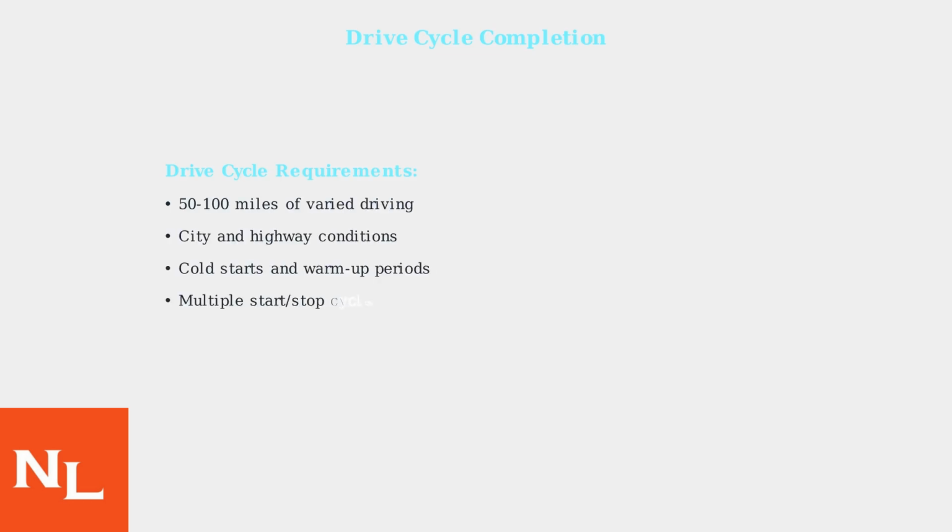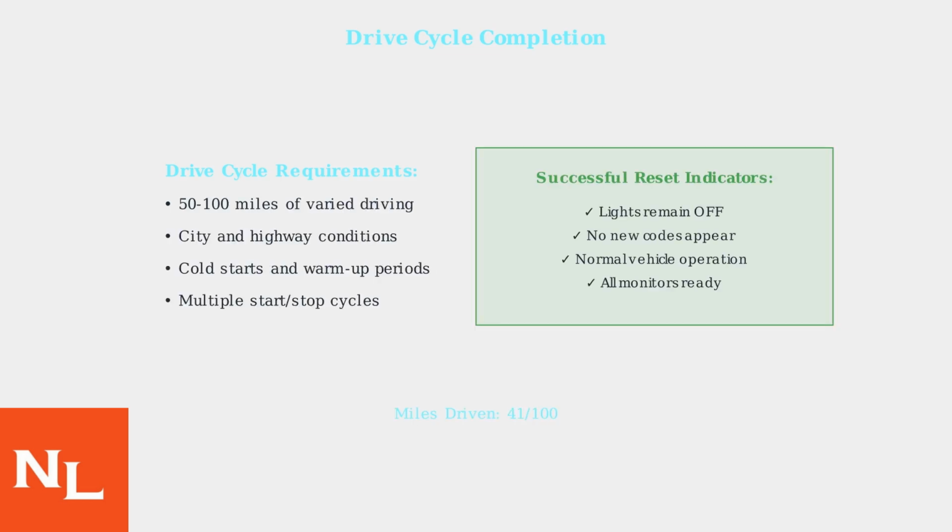After resetting the codes, you must complete a manufacturer-specific drive cycle to allow the system monitors to run their tests. This typically requires 50 to 100 miles of varied driving conditions. The lights should remain off after multiple start cycles to confirm the repair was successful.